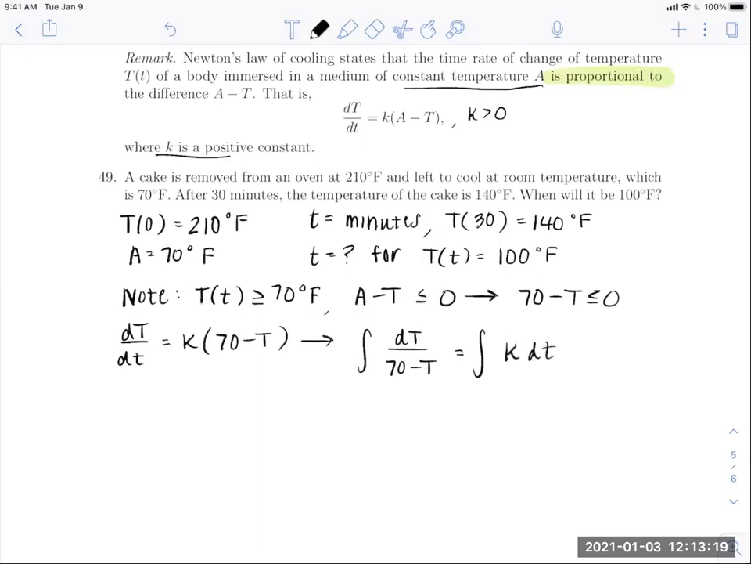So let's go ahead and evaluate, or I should say integrate. I have the natural log of the absolute value of 70 minus T equals kt plus c. So here again, those absolute values are actually very important because we just noted that 70 minus T is always going to be a negative value, or at least zero or negative, I should say non-positive. So now what I'd like to do is probably solve explicitly first, although again, you guys can choose whether you want to solve for c now or later.